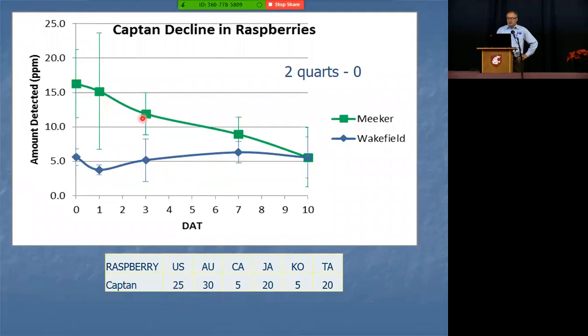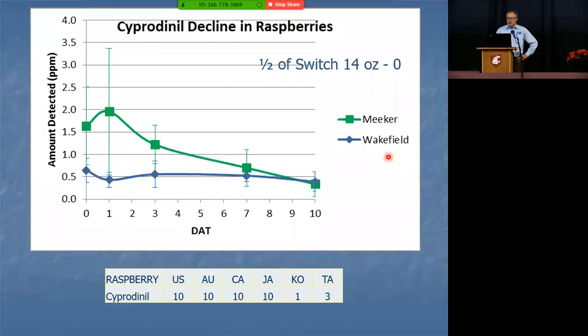Captan, again, Meeker is higher, Wakefield a little bit lower. The US is 25. Still that problem with Canada and Korea. So Captan is going to be an issue in the export market. So cyprodinil, again, half of the constituents of Switch. Same pattern. It's just amazing how consistent this is.